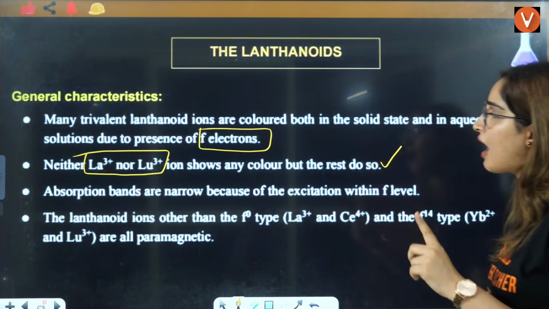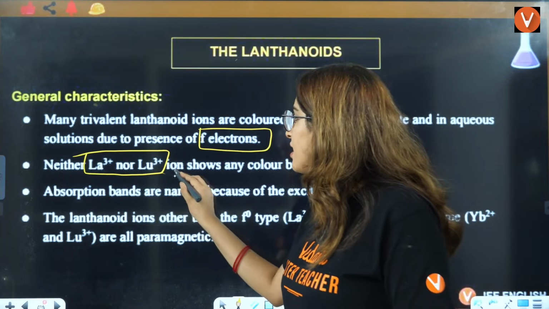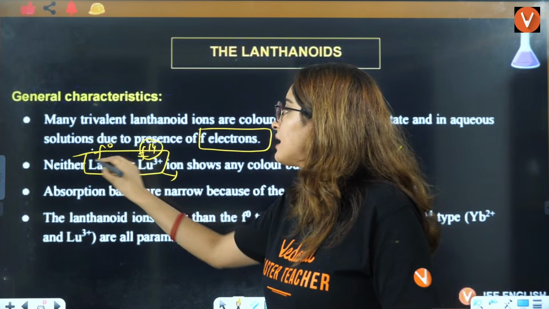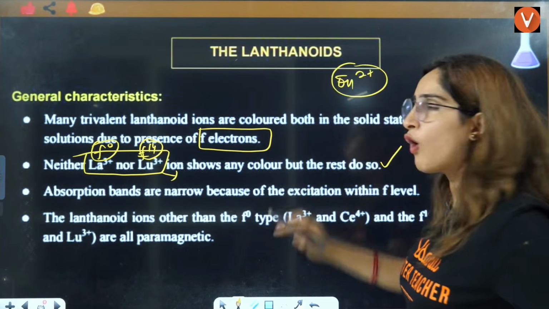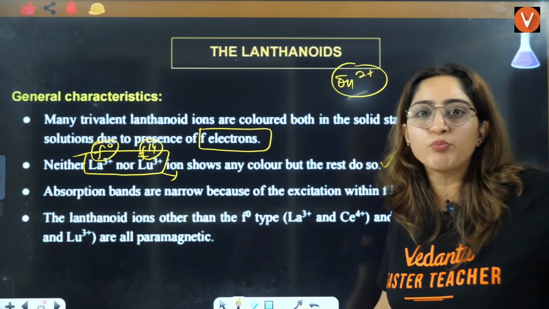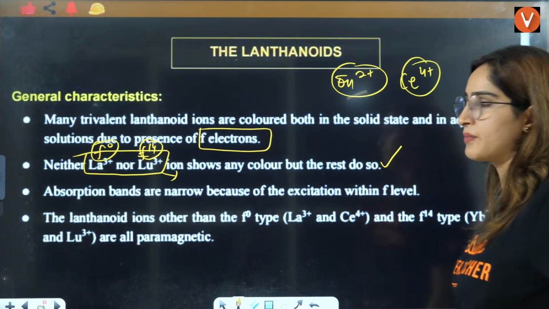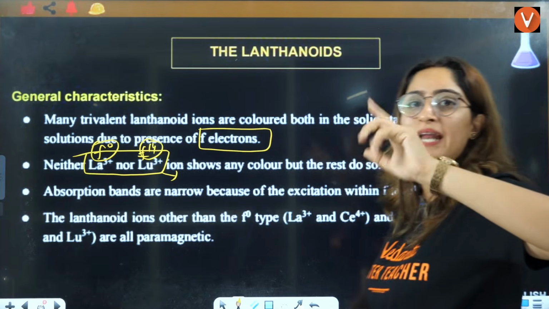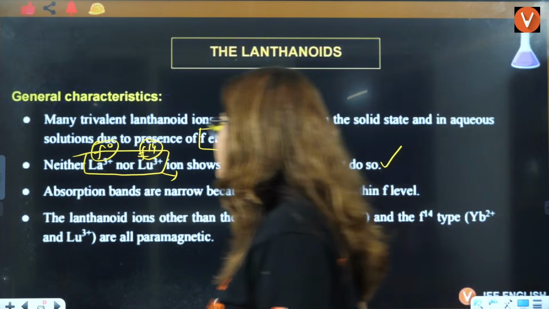Absorption bands are narrow because, see, why they don't have color? Because this is f0 and this is f14, okay? Now, if you see, europium 2 positive, it will also be colorless only. Europium 2 positive, cerium 4 positive, they are colorless, okay? Just remember that if you have f0 and f14, that will be colorless. Okay. Now, let's see.